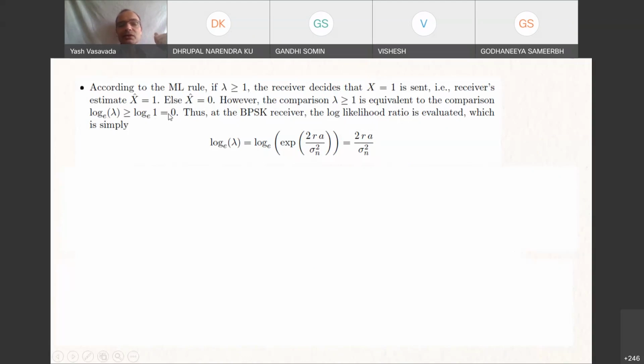The right-hand side becomes 0 because log of 1 is obviously 0. And the reason I'm doing log is because I want to cancel out this exponential function also. So when I do the log of an exponential function, it cancels out. And all I am left with is 2RA divided by sigma n squared.